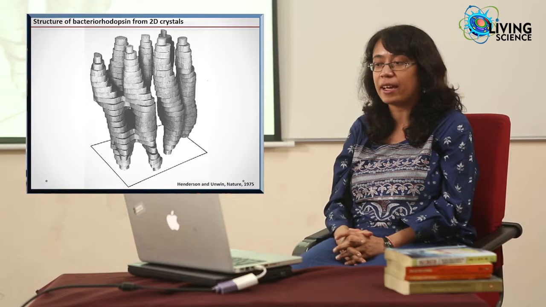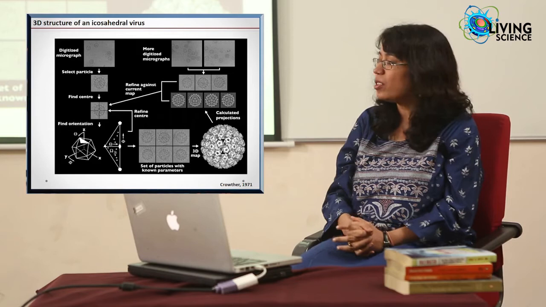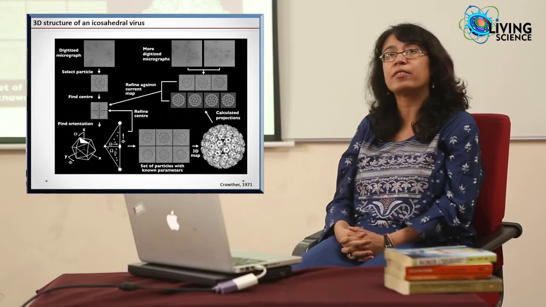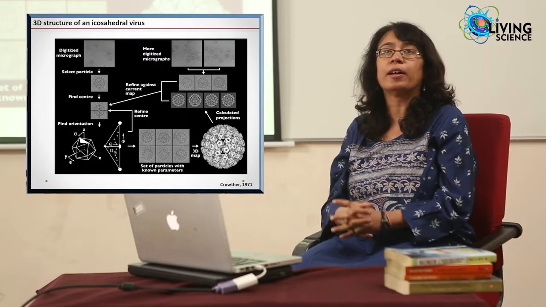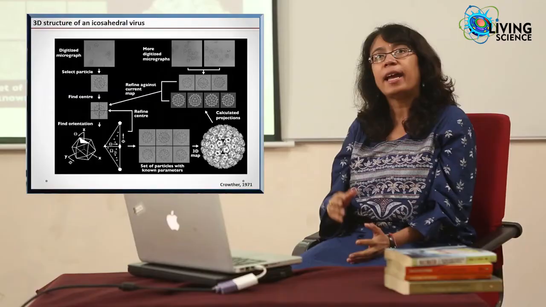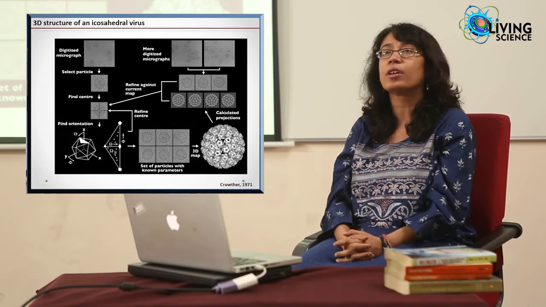And this is, again, to show you, the first structure of a virus. This is tomato bushy stunt virus, which was reconstructed from, again, 2D images by Tony Crowther in 1971. So all of this excellent work could take 2D images to a 3D reconstruction. However, they still could not solve this problem of radiation damage to biological samples. And also the question was how to get very high resolution structures and how to preserve them in a native environment.